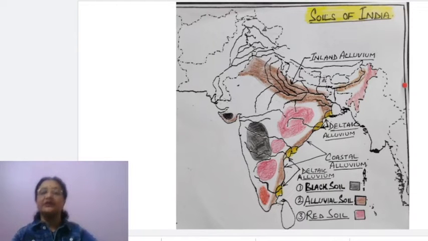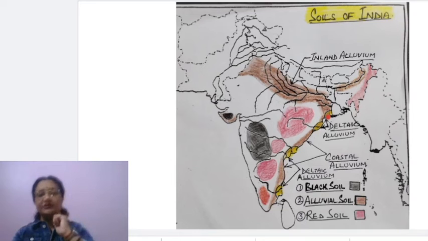Now laterite soil you don't have to mark in the map work, but in the chapter of the soils you have to study all that. In the map work, just the three types of soils you need to study. Number one is alluvial soil, number two is black soil, and number three is the red soil. Okay, now let's start with it.